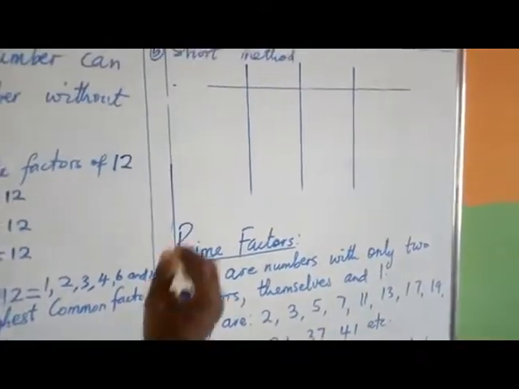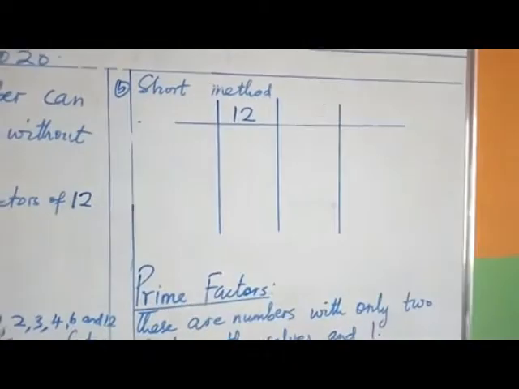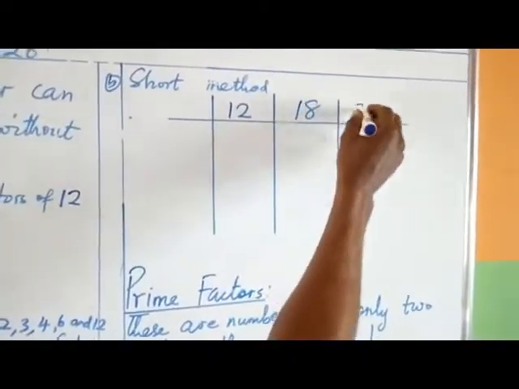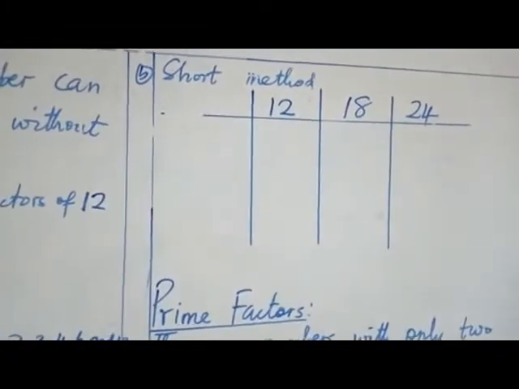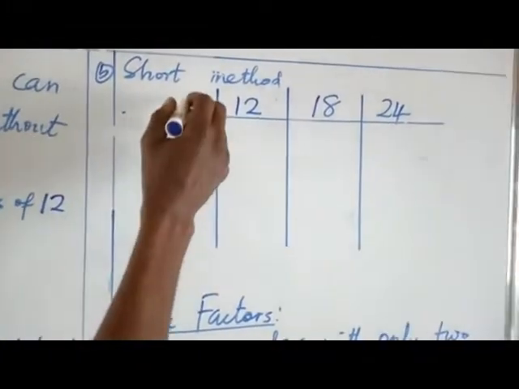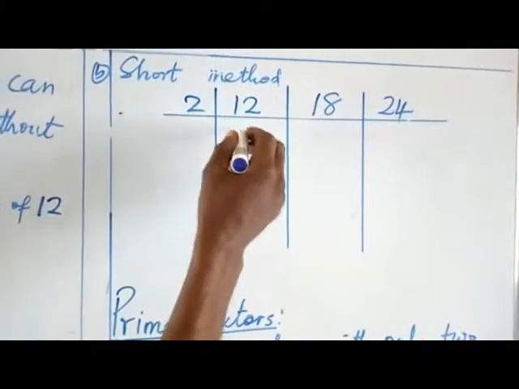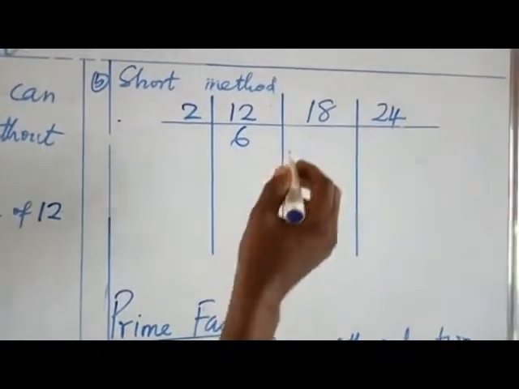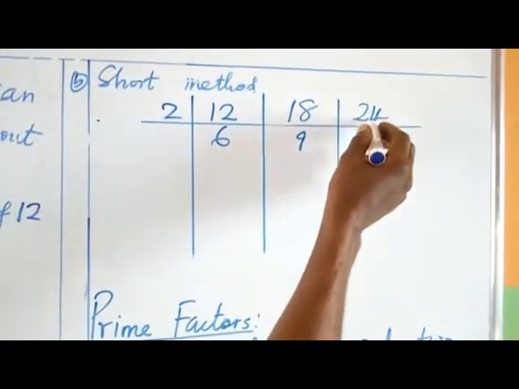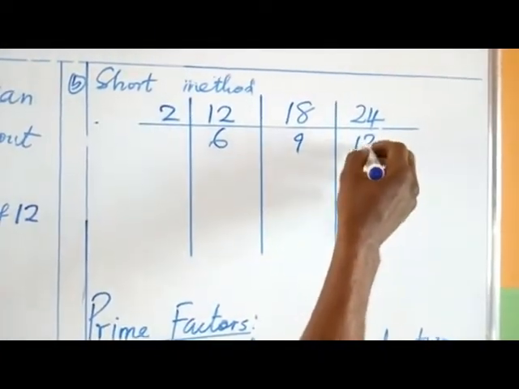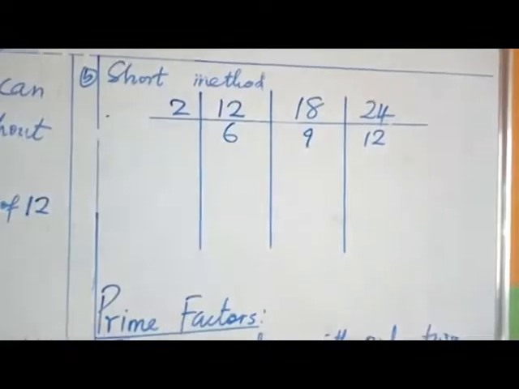You write the 12, you write 18, and you write 24. You now ask yourself, which number can divide any of them without a remainder? You can easily see that 2 can divide them. 12 divided by 2 gives us 6. 18 divided by 2 gives us what? 9. 24 divided by 2 gives us what? 12. So you can see that we have finished the first stage.